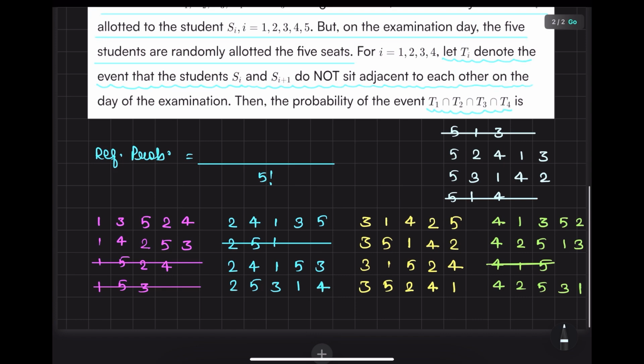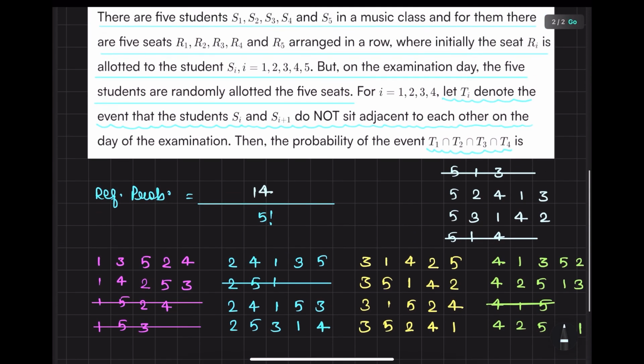So now we have to count. So 2, 3, 5, 5, 4, 9, 9 and 10, and then 14. So total number of required cases are 14. Therefore the required probability is 14 by 5 factorial.